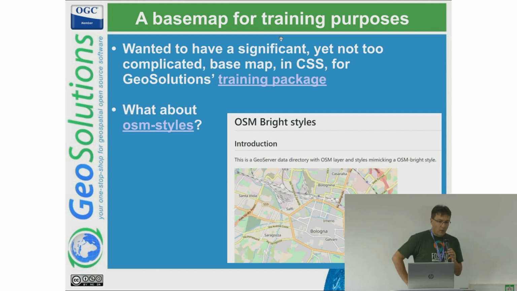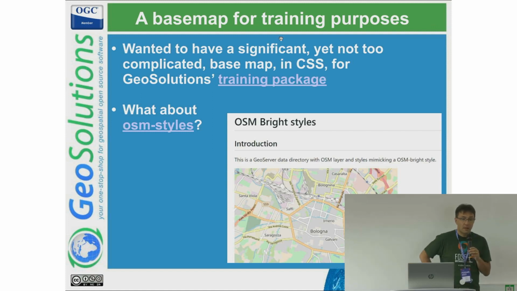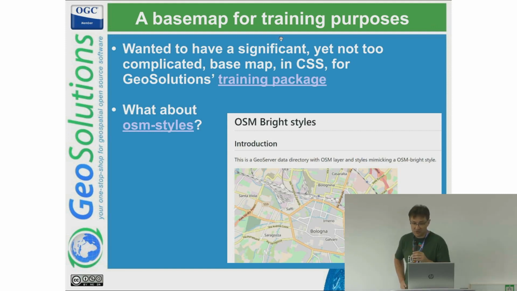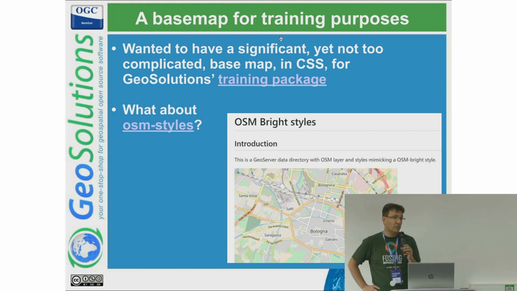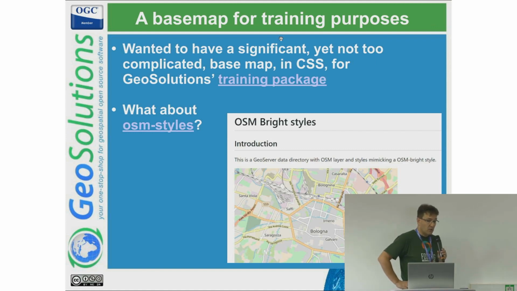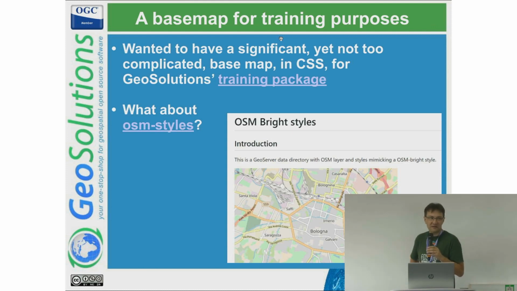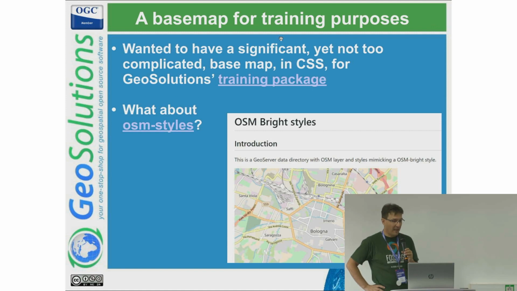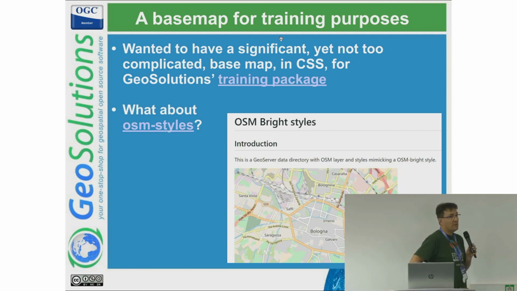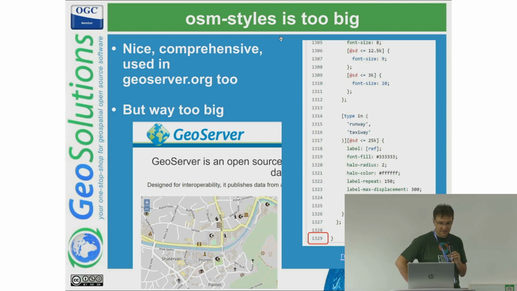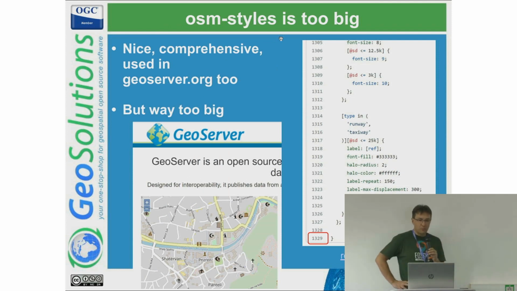Now, why have I worked on styling Natural Earth? When GeoSolutions shared a few years ago OSM styles, a repository that you can find in our organization that contains CSS styles for OpenStreetMap, it's because I needed something that was teachable in a few hours and not a monster that would require a week of explaining and that would be just too much. This is an example. OSM styles is nice, it's comprehensive, and it's used at geoserver.org in the little map that you can find on the homepage. I centered it on Prizren.